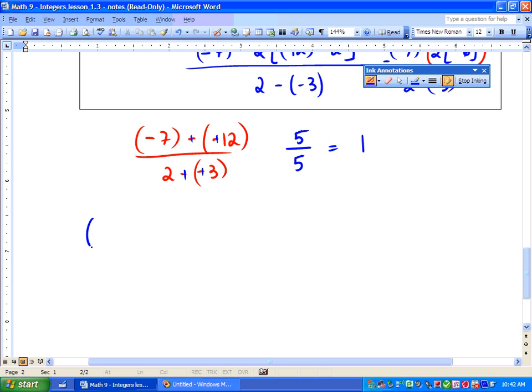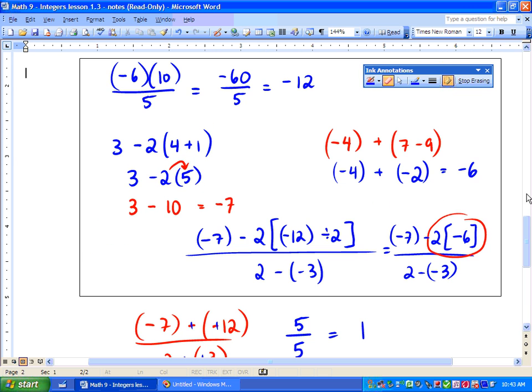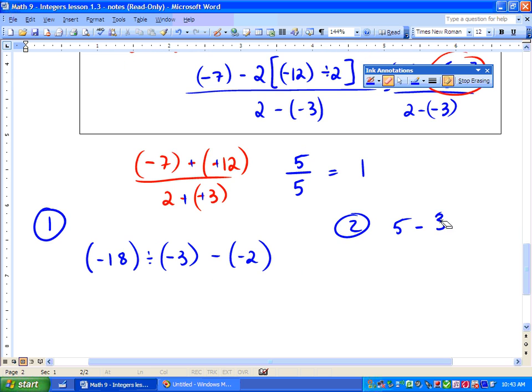All right? You're going to have two questions to try here. We've got negative 18 divided by negative 3 minus negative 2. There's number 1. And number 2 is 5 minus 3 times 4 minus 7. Okay, go to it. Have fun.